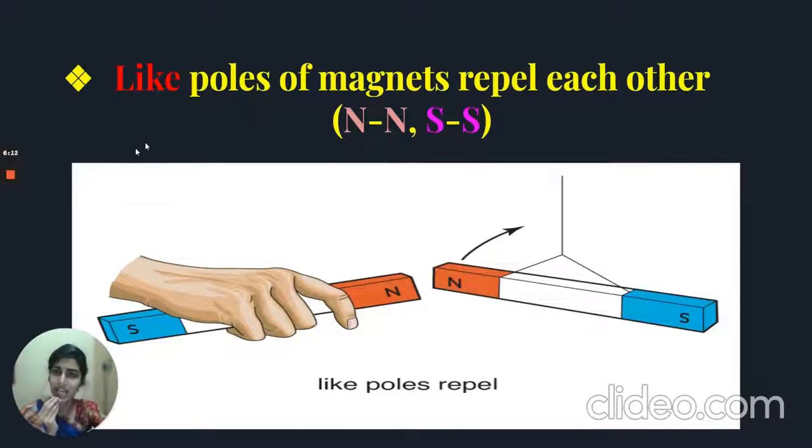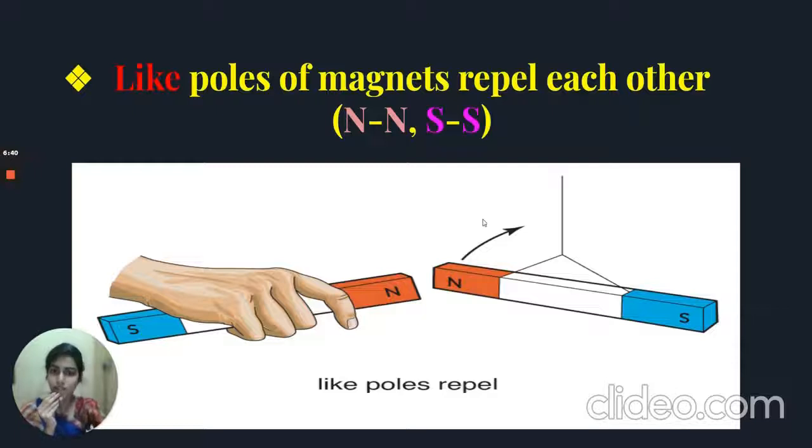Next one, like poles of magnets repel each other. What do you mean by repel each other? They will move away from each other. Yes. So, if the North Pole and North Pole of two magnets are brought near each other, what do you think will happen? Will they get attracted? No, they will not get attracted. They will move away or repel from each other.